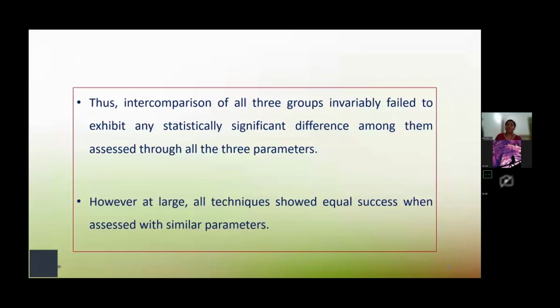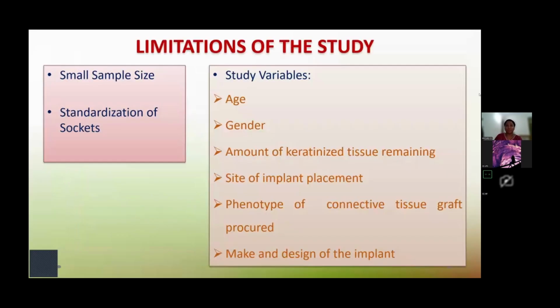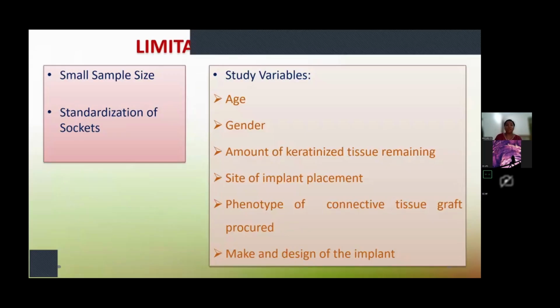Thus, in the comparison of all three groups, they invariably failed to exhibit any statistically significant difference among them, assessed through all three parameters. However, at large, all techniques showed equal success when assessed with similar parameters. Limitations of the study were small sample size, standardization of the sockets, and study variables like age, gender, amount of keratinized tissue, site of implant placement, phenotype of connective tissue graft, and make and design of the implant.